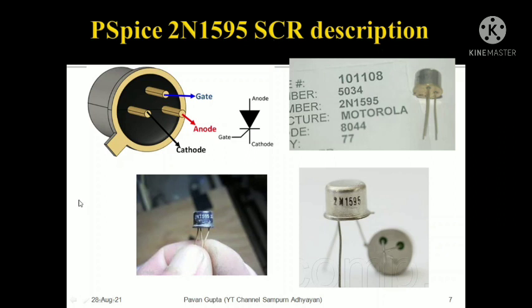When you Google it, you will find the data sheet also, and its terminals are like this: here there is a notch, and if you go in the clockwise direction, you will find cathode, gate, anode. So this way you can determine the 2N1595 SCR. In PSpice you don't require the hardware, but if you want to apply it in the lab, then you require the hardware. So that's why I have included this, so that you can identify the SCR in the lab, and it is of a normal voltage rating.